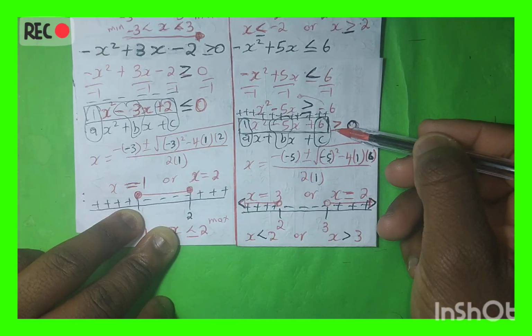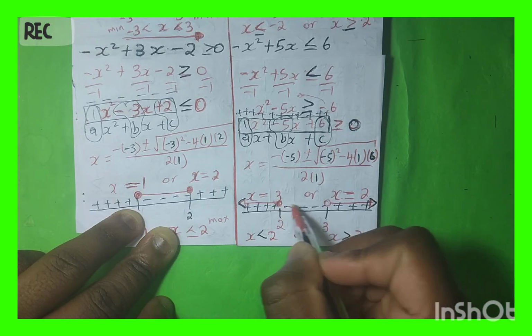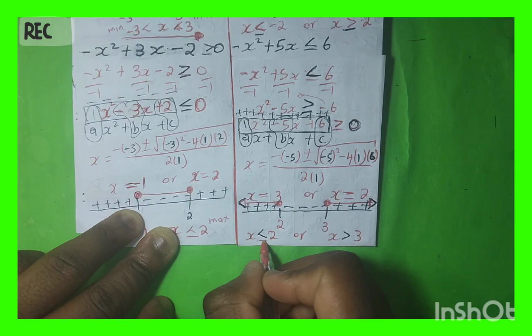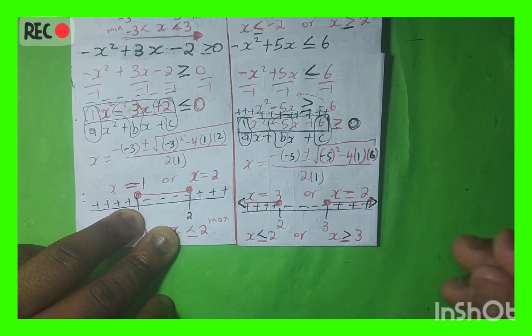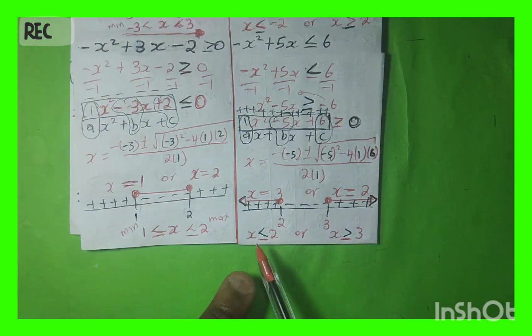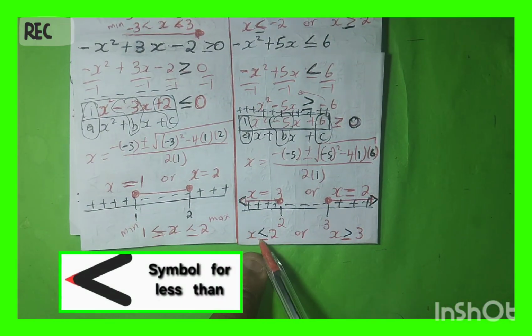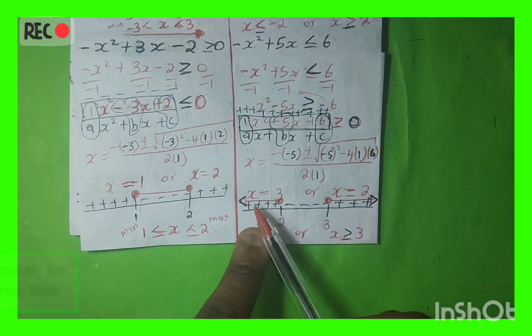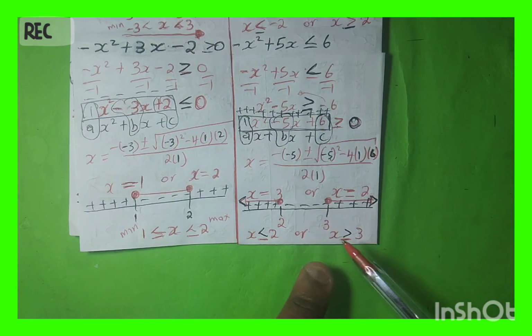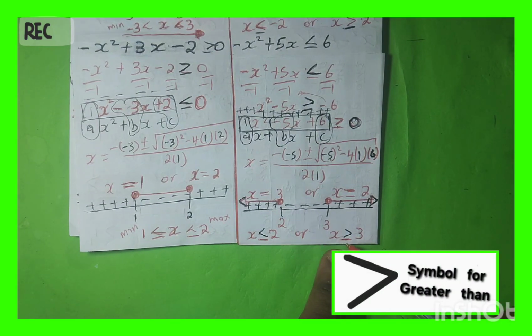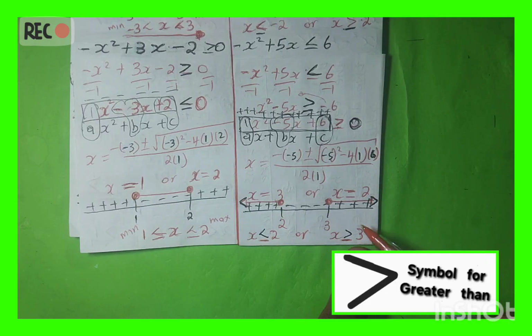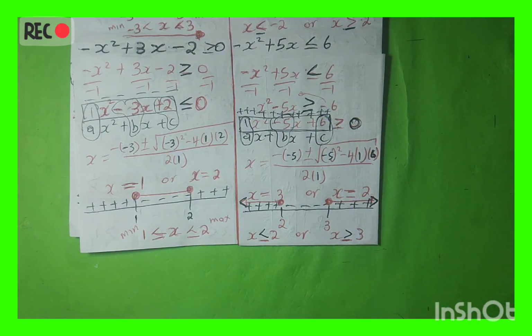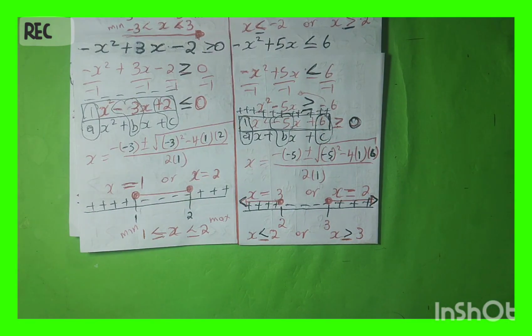But because I got equal, meaning that here I should shade, at the same time I should put that equal. So meaning that all the values of x which are less than 2 will make that equation positive, or all values of x which are greater than 3 will make that equation positive. Just like that then.